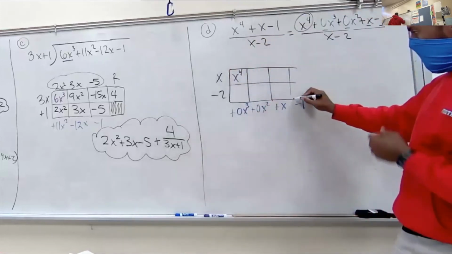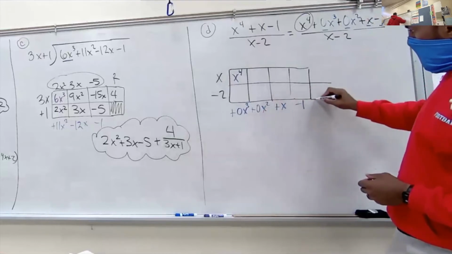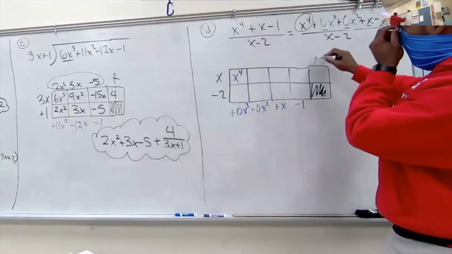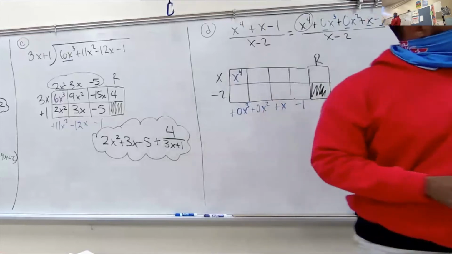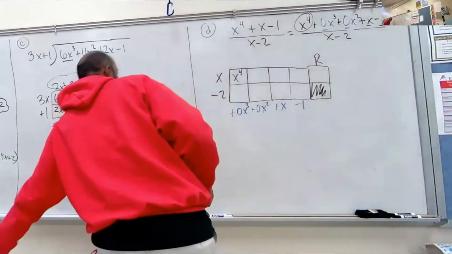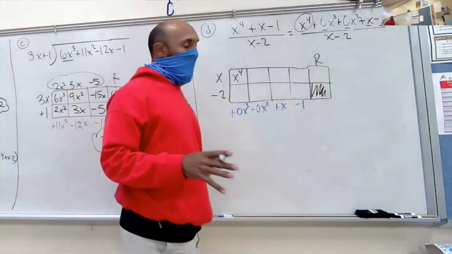Okay, so here I need a column over the -1, but I also need one more for the remainder, if there is one. So I've got to put one more column there, R. Okay, so now I've got it all set up and ready to go.